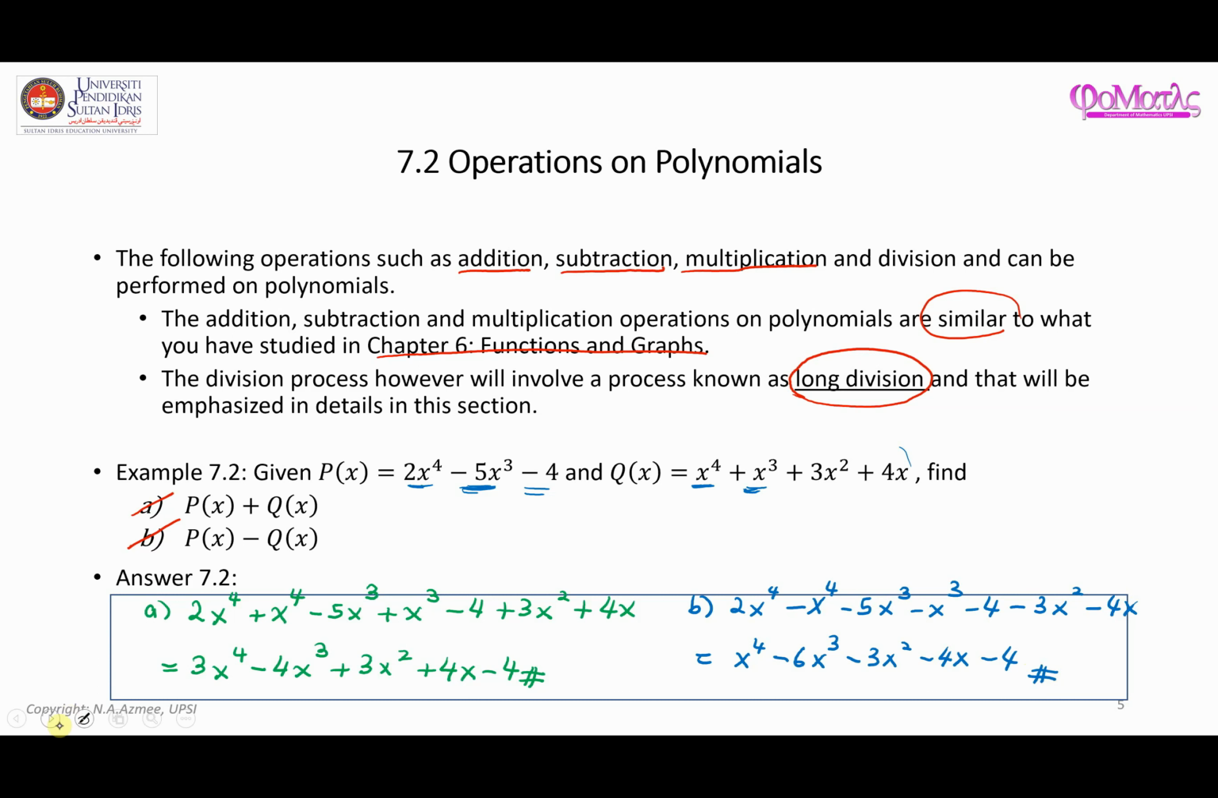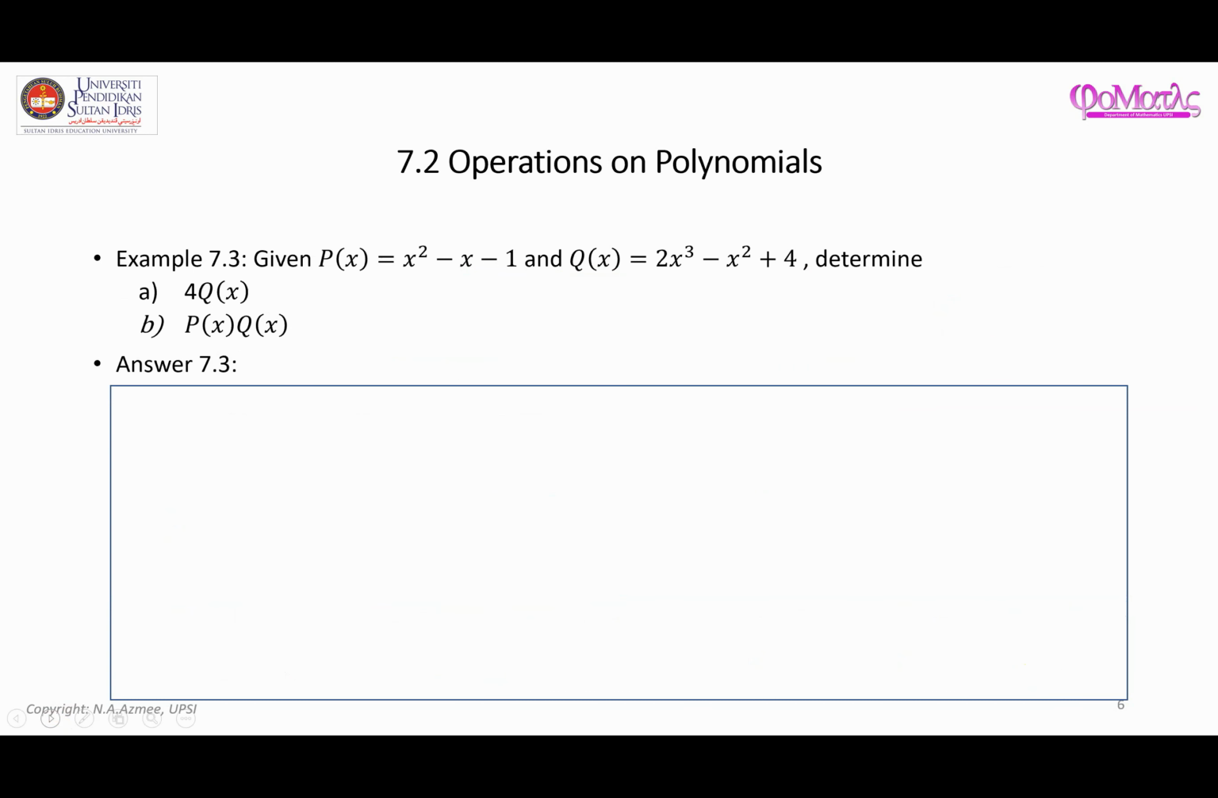Right. Next, we move on to the multiplication process. Here we have p(x) and q(x), and the first question is to determine what 4 times q(x) is. This is very straightforward. This is 4 times q(x), which is 2x cubed minus x squared plus 4, and this will be 8x cubed minus 4x squared plus 16. So this is the answer.